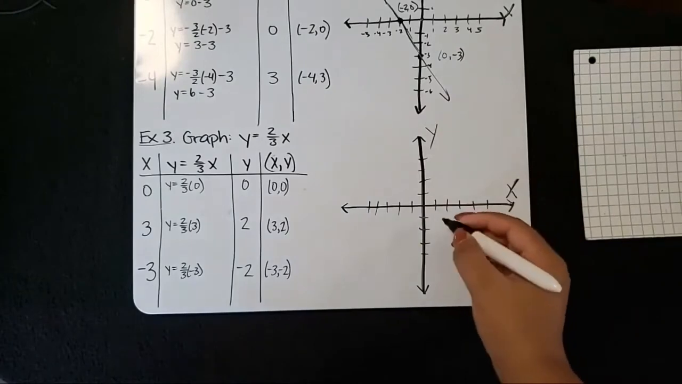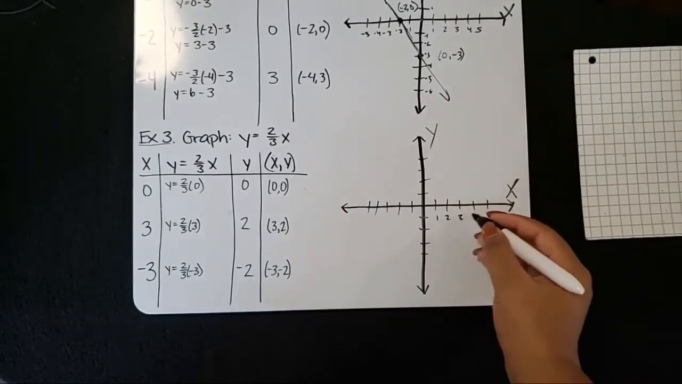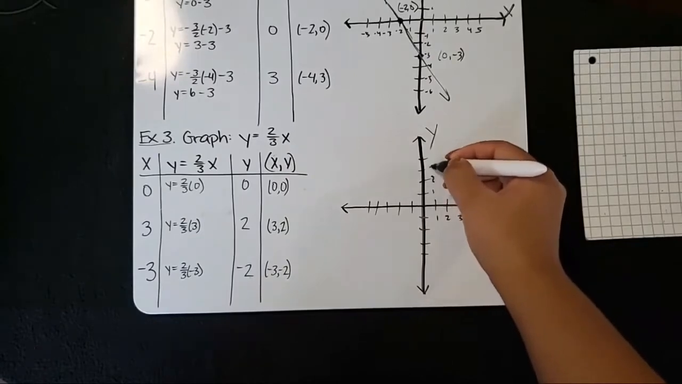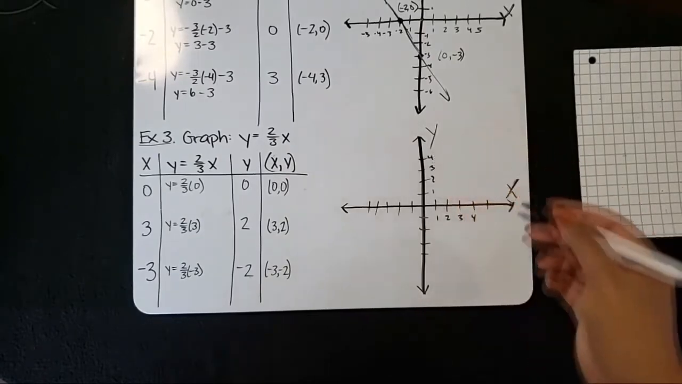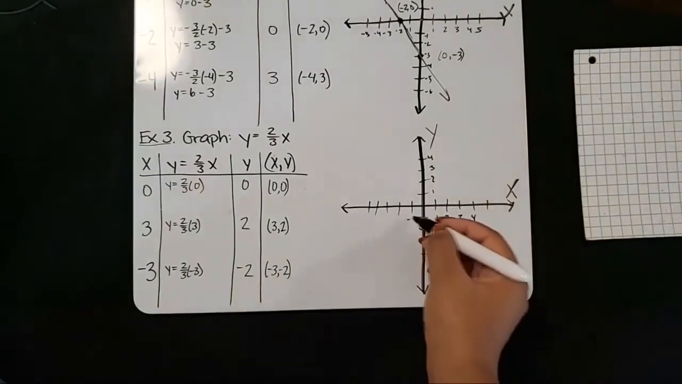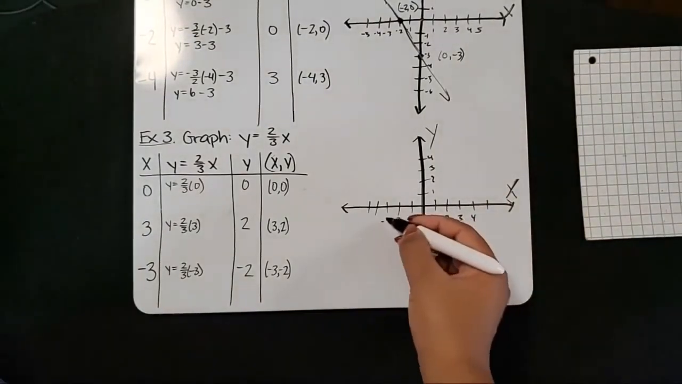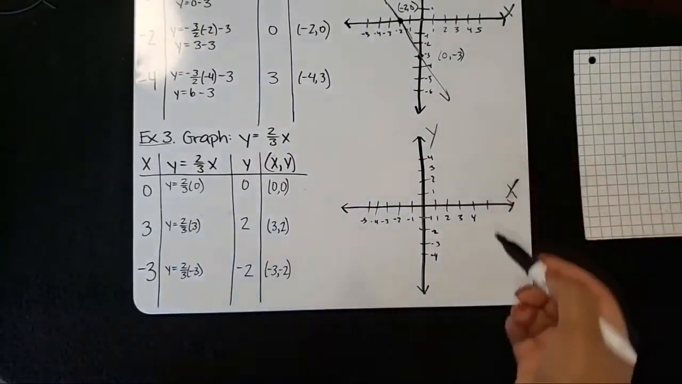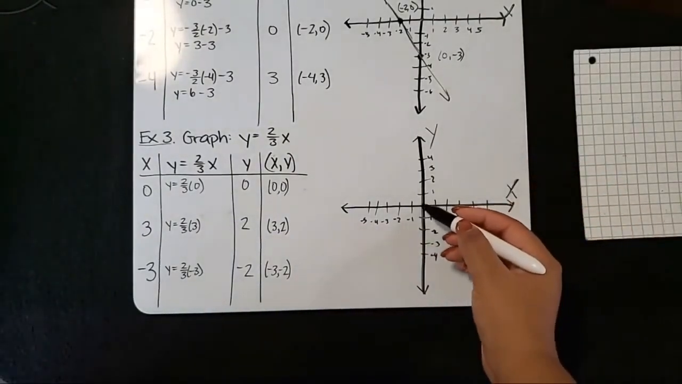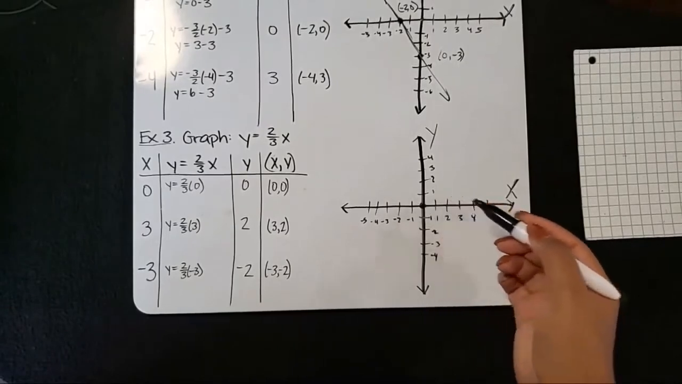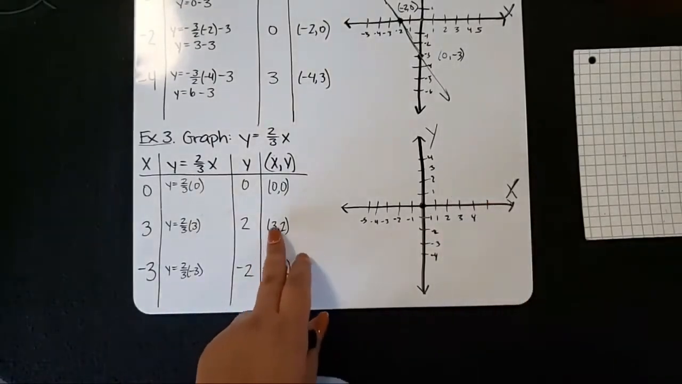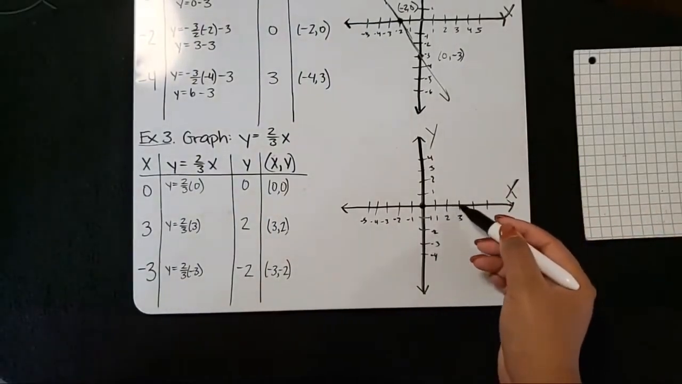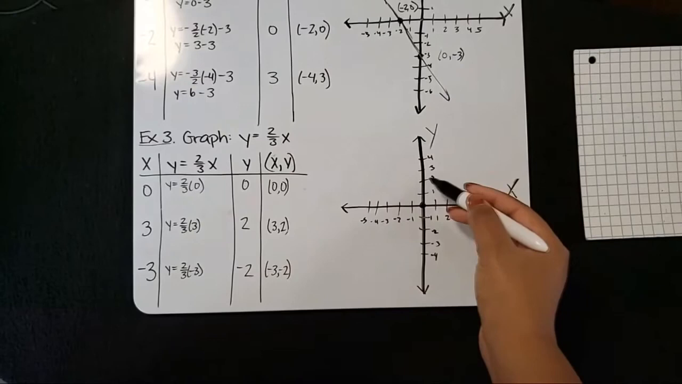All right, so first things first, do our X and our Y. And of course, we do our notches. To the right and up is positive. And to the left and down is negative. So our points, we have 0, 0, which is simply just the origin. Then we have 3, 2, which means we need to go to the right 3 and up 2.